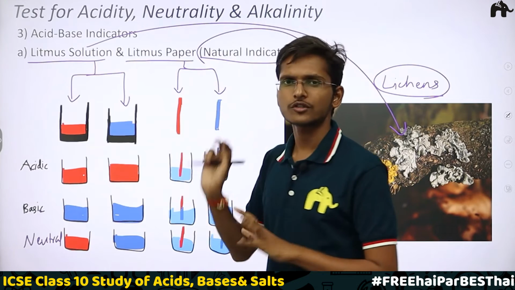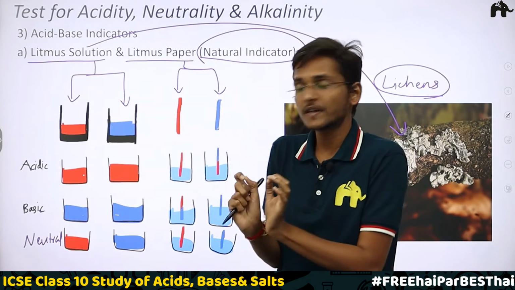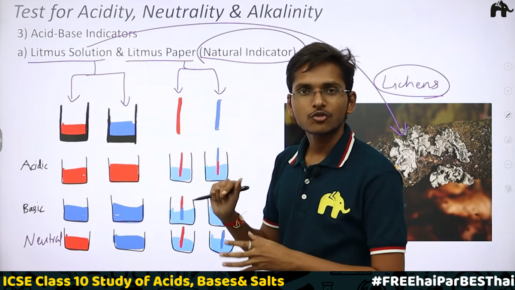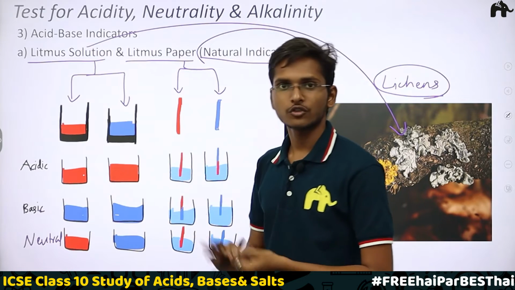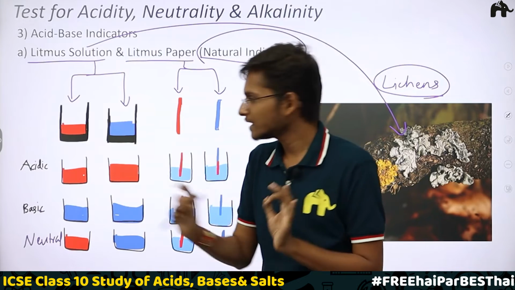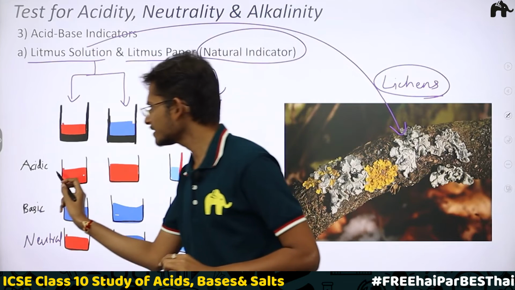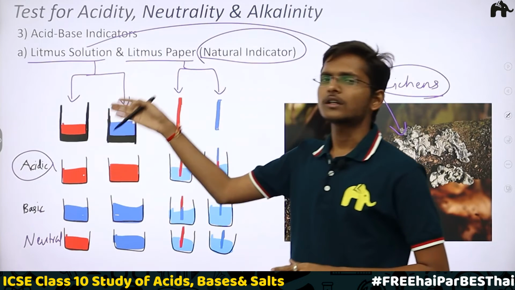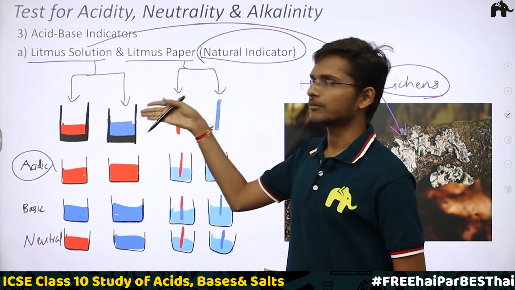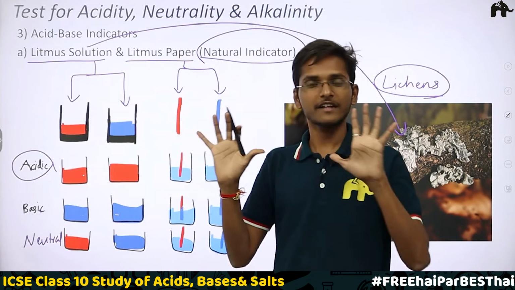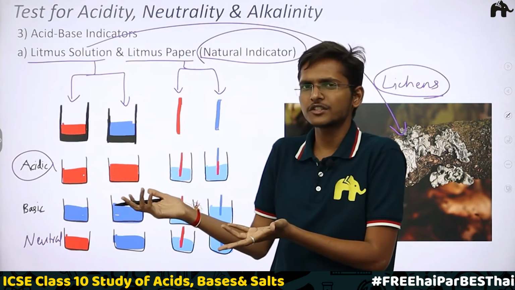I will simply tell you a trick. The trick is in front of you. I have drawn the beakers and the colours of the solution. You have to simply remember that if the particular solution is acidic, whether you pour red litmus solution or blue litmus solution, the colour would change to red. Red, acid, danger, right? You can remember it in this way.